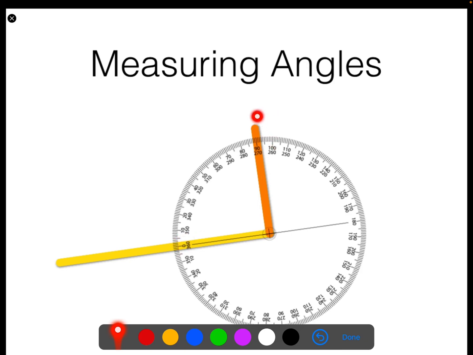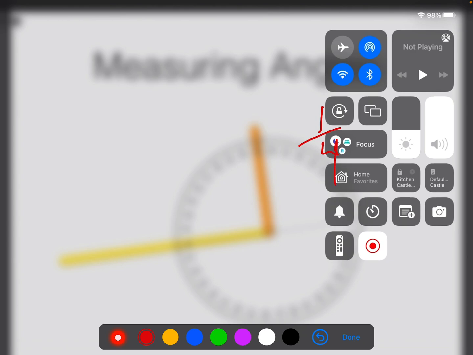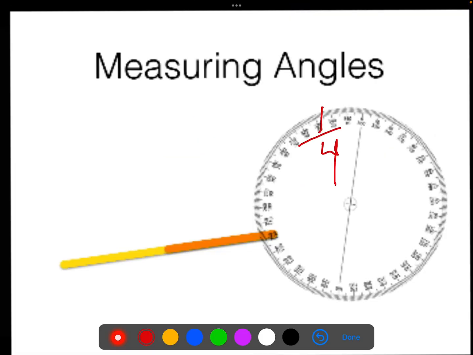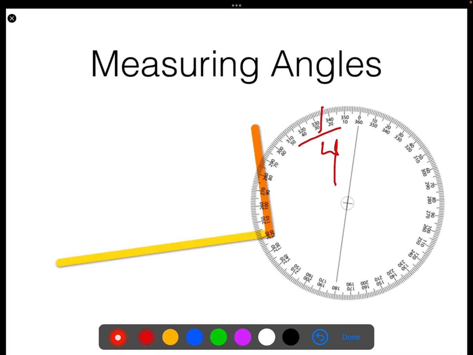Can you by chance remember what fraction of the circle this would be? Well, those of you who got that know that that was 1/4. And let's go back. Okay, yes, that was 1/4. So 1/4 would be a 90-degree angle.